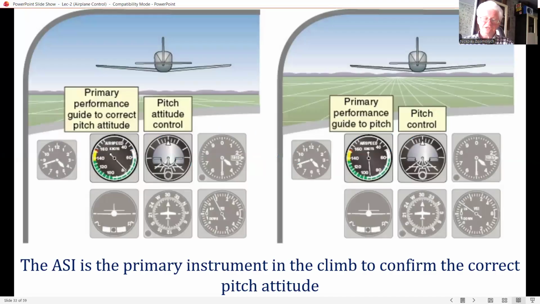The primary instrument in confirming that the correct attitude has been selected on the AI during the climb is the airspeed indicator, because it determines what pitch attitude changes should be made on the AI during the climb. The airspeed indicator is the primary performance guide for pitch attitude in the climb. It is supported by the AI and the VSI.